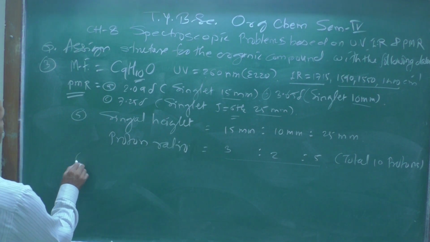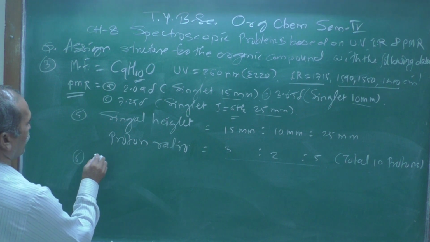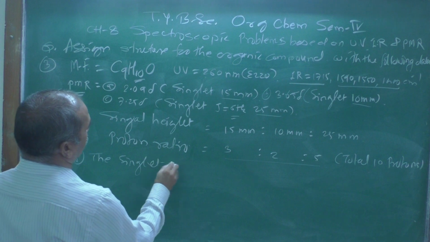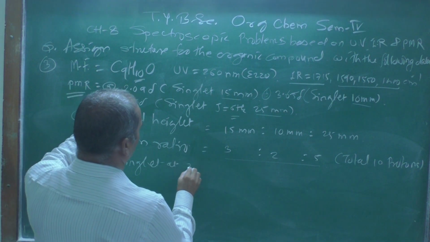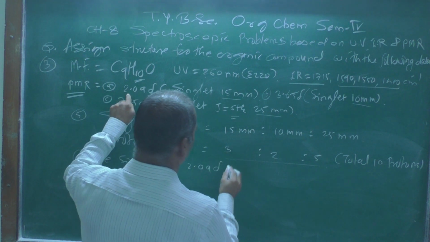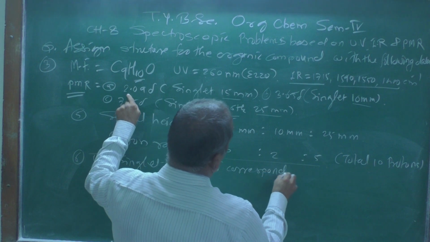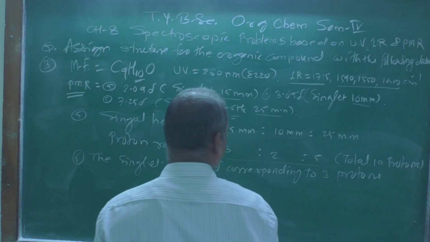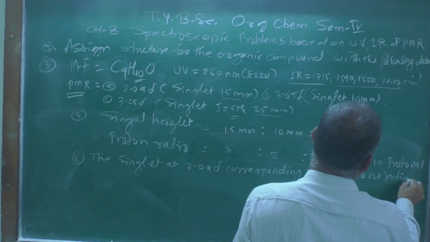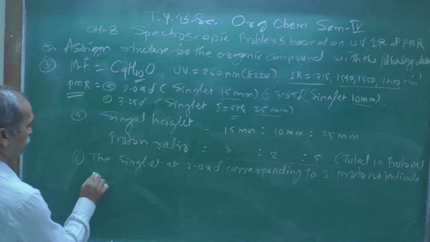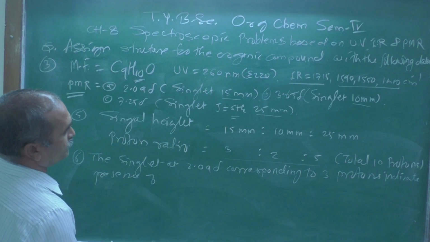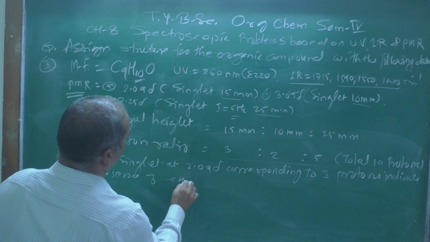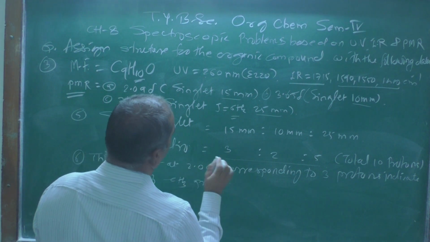So now point number 6, the PMR. Here you can write: singlet at 2.09 delta corresponding to 3 protons indicates the presence of a methyl group, because it is a singlet. Presence of methyl group, right?